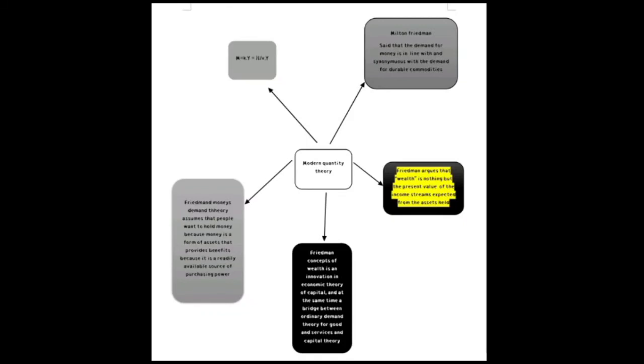Friedman's concept of wealth is an innovation in economic theory of capital, and at the same time a bridge between ordinary demand theory for goods and services and capital theory. Friedman's money demand theory assumes that people want to hold money because money is a form of asset that provides benefit, because it is a readily available source of purchasing power.